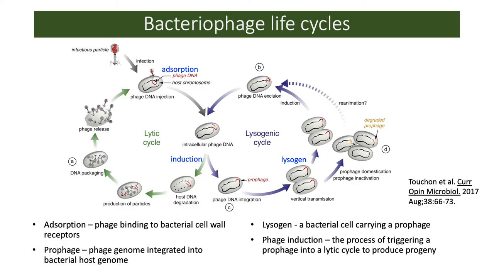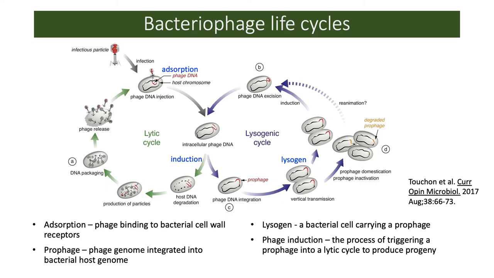Now, at the bottom of this slide are a few scientific terms that one often uses in phage biology. These are adsorption, known as the process where phage binds to bacterial cell wall receptors; prophage, which is the term used to describe a phage genome that is stably maintained within a bacterial cell, or phage genome integrated into the bacterial host genome; lysogen, which is the term used to describe a bacterial cell carrying a prophage; and phage induction, which is the process of triggering a prophage into a lytic cycle to produce progeny.